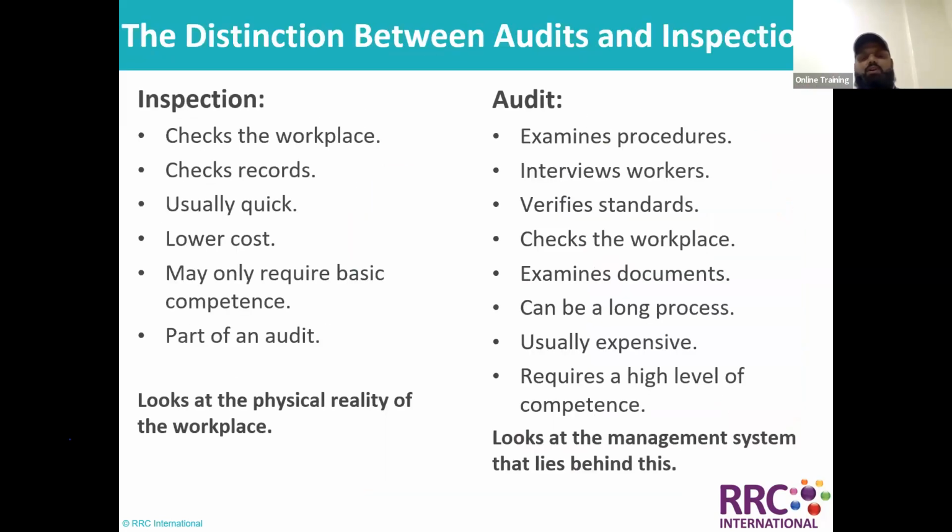What is the difference between an audit and an inspection? In easy words, inspection just checks one activity, one equipment, one plant. Audit is about the whole system. Audit checks the whole system, and inspection just checks one activity, one plant, one equipment.